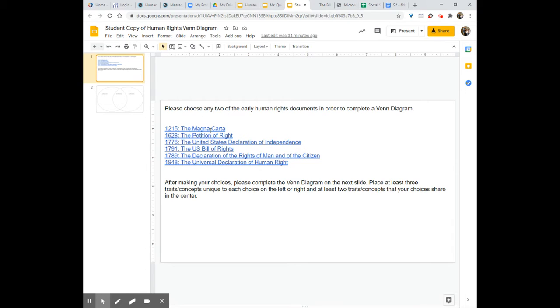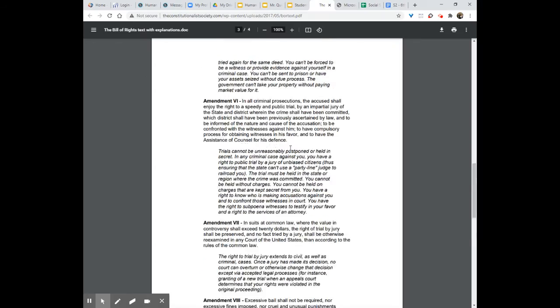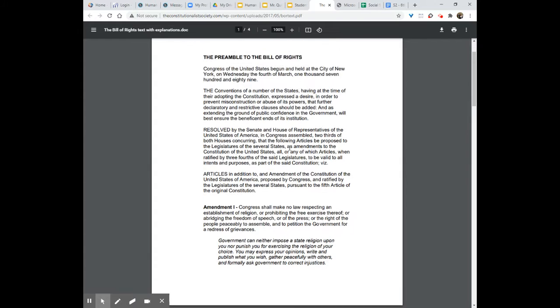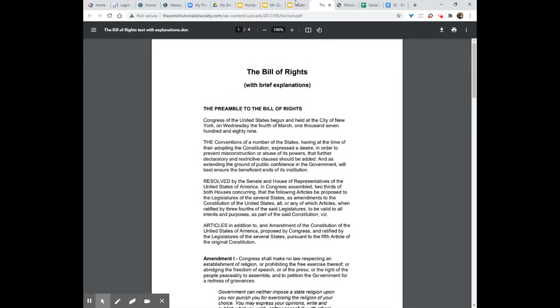So you can choose from things like the Magna Carta, the Petition of Right, the U.S. Declaration of Independence, the Bill of Rights, Declaration of the Rights of Man and of the Citizen, and the Universal Declaration of Human Rights. So once you've made your choices, and again, all of these things link. Here's one for the Magna Carta. Here's one with the Bill of Rights. And you can see here that they are what's called annotated, or they have brief explanations to help you so that you can see what these are all about.